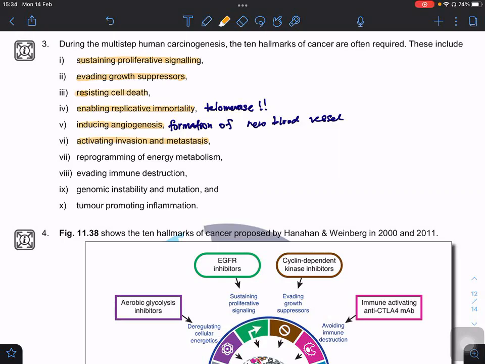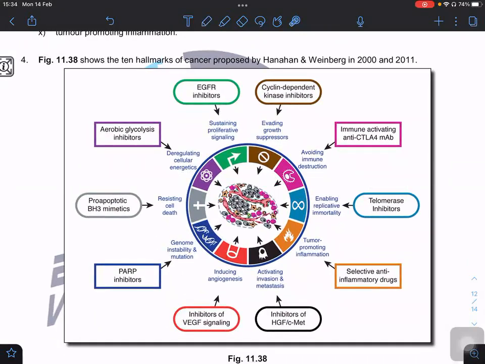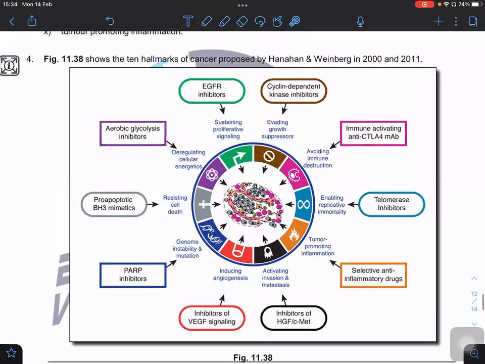The most important one is actually this one, because it is related to this topic. This diagram shows, for information only, that in 2011, Hanahan and Weinberg confirmed these hallmarks of cancer. The most important thing here is enabling replicative immortality, where we can have a telomerase inhibitor. If we inhibit the telomerase, then we may be able to stop the spread of the cancer. Are you clear? Can you see that? The rest is for information only, yeah? Okay.